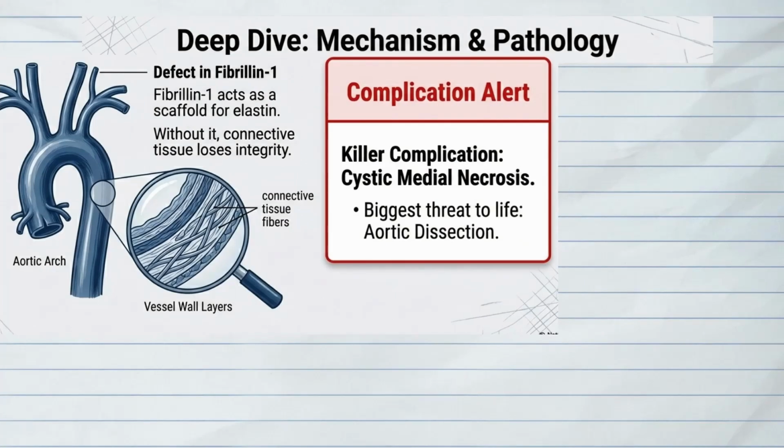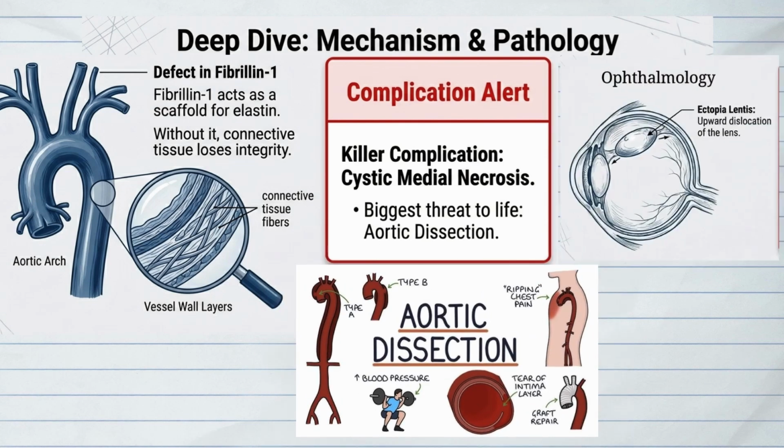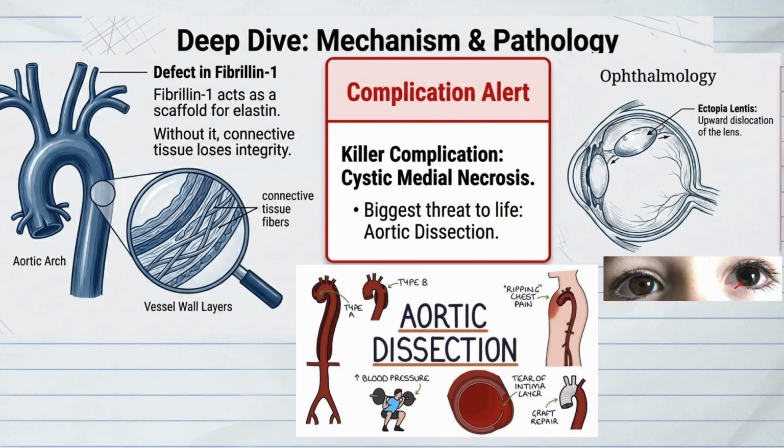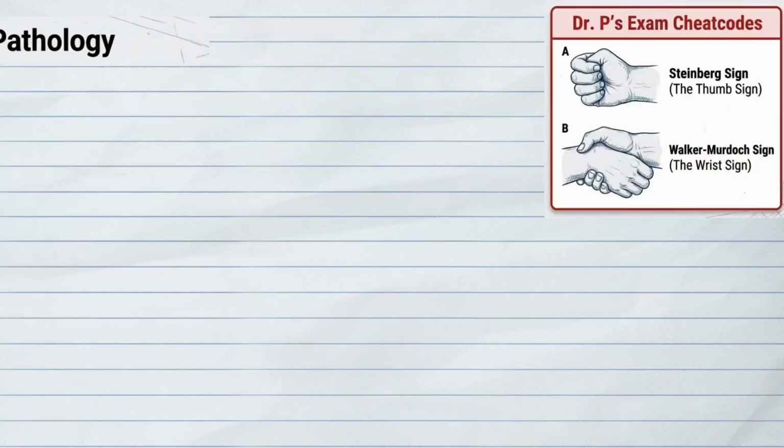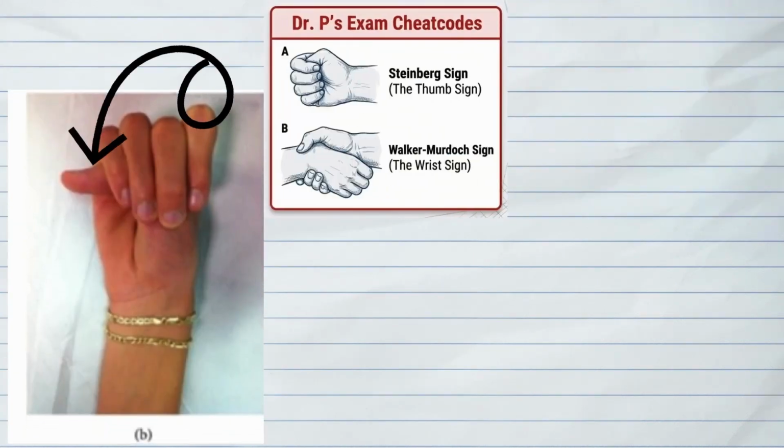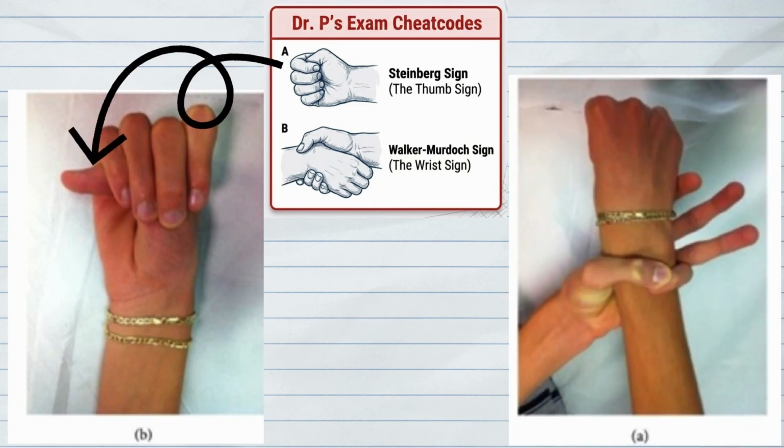Let's integrate this with anatomy or histology. There is a defect in fibrillin 1, which is a scaffold for elastin. Look for cystic medial necrosis in the aorta. Integrating it with surgery, the biggest threat is aortic dissection. In ophthalmology, look for ectopia lentis, which is upward dislocation of the lens. Remember the Steinberg sign, the thumb sign, and Walker-Murdoch sign, the wrist sign, for your clinical exams.